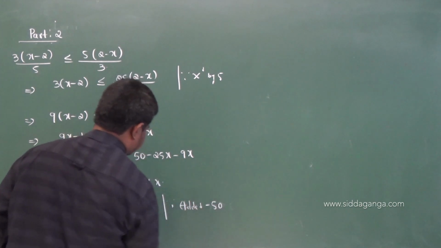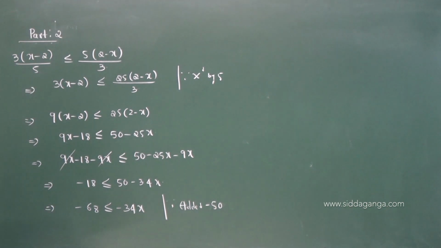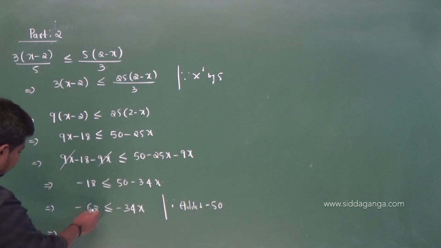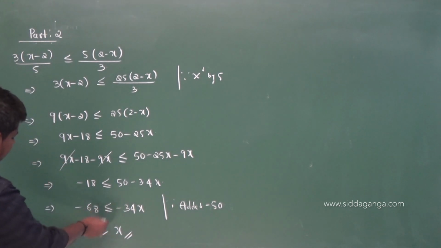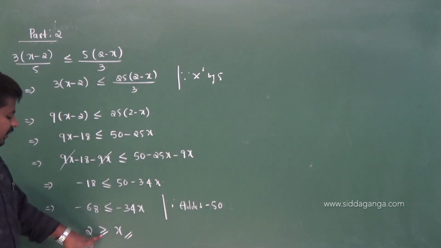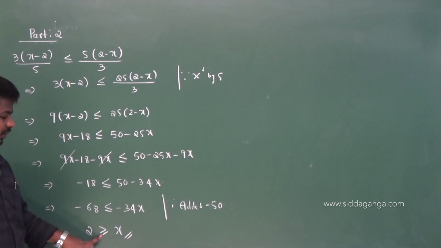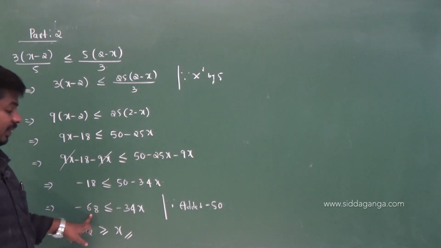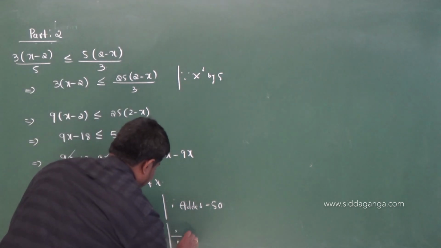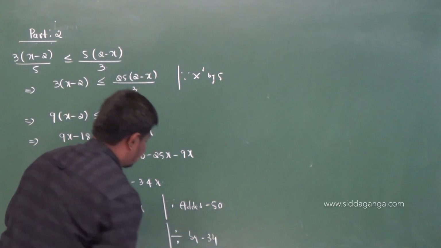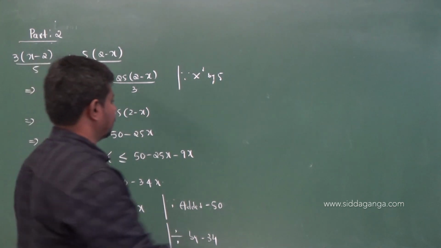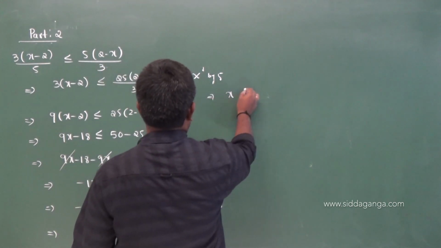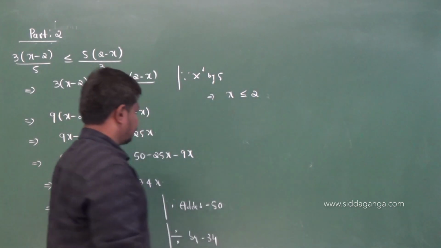So what happens here? Divide by minus 34. So you get minus 34 ones are 34 twos, so you get 2 is greater than or equal to x. So why have I written greater than or equal to x instead of less than or equal to? Because divided by minus 34, a negative number, therefore the inequality symbol is reversed. So 2 is greater than or equal to x, or this can be written as x is less than or equal to 2. Both are the same.